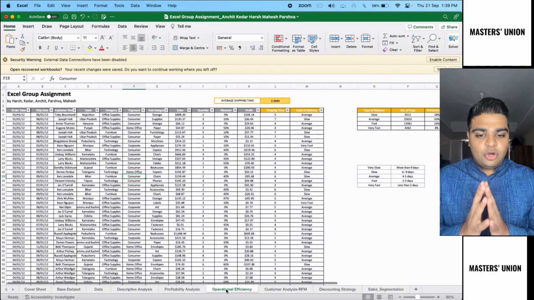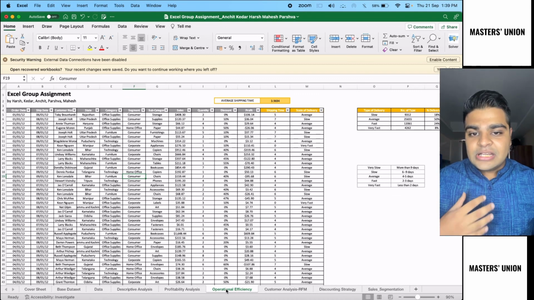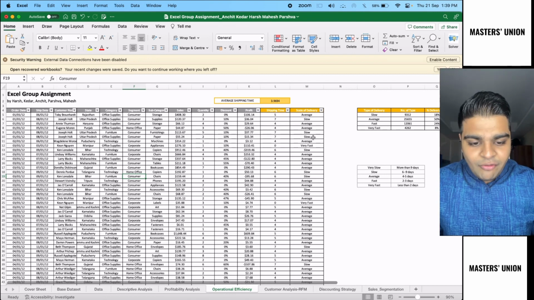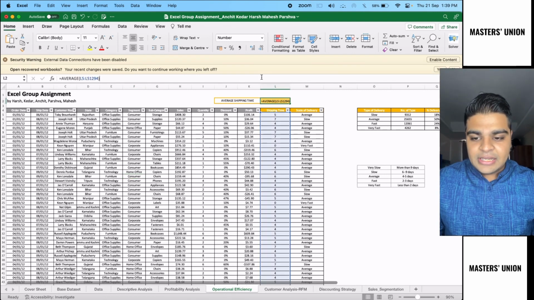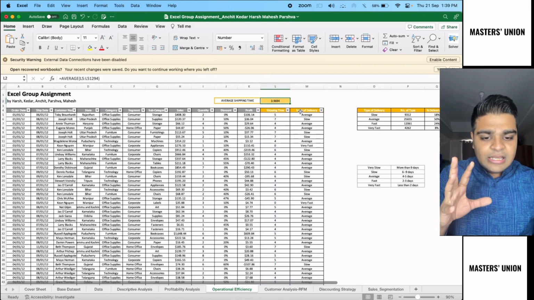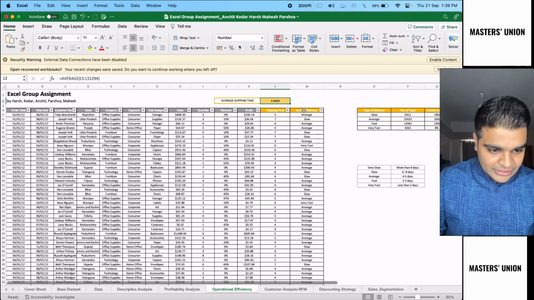Moving on with understanding the operational efficiency. Operational efficiency is basically the average shipping time for us in order to ship that particular product. So if we look at the average shipping time, it is the average of all the shipping times for each of our customers, and the average shipping time is in the range of 3 to 4, that is 3.96, which we can consider as 4 days.